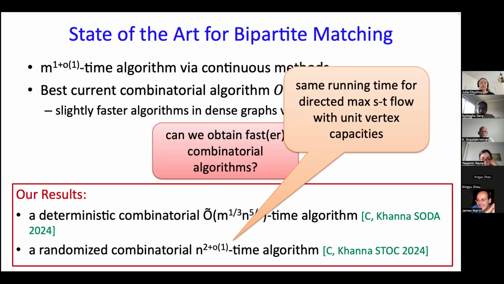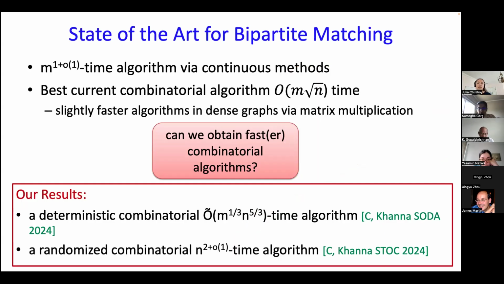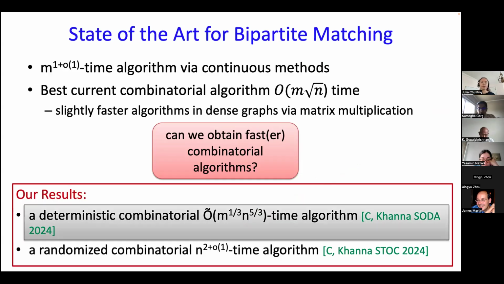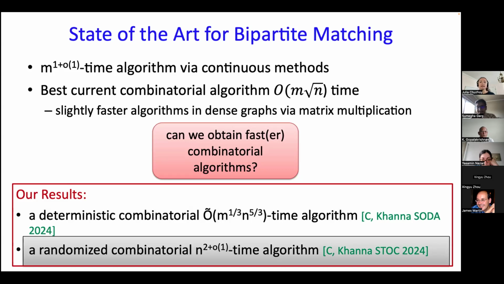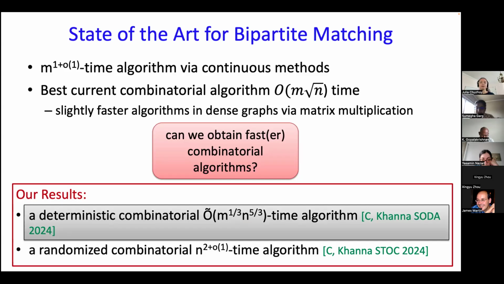And as I said, this automatically gives an algorithm for directed maximum s-t flow with unit vertex capacities with exactly the same running time. So for most of the talk today, I'll talk about the first result, which is actually surprisingly simple. You just need a couple of observations and then just tweaking existing techniques. The second one is a little more technical, and in the end, I'll just say a few words about it, but mostly I'll be talking about the first result.